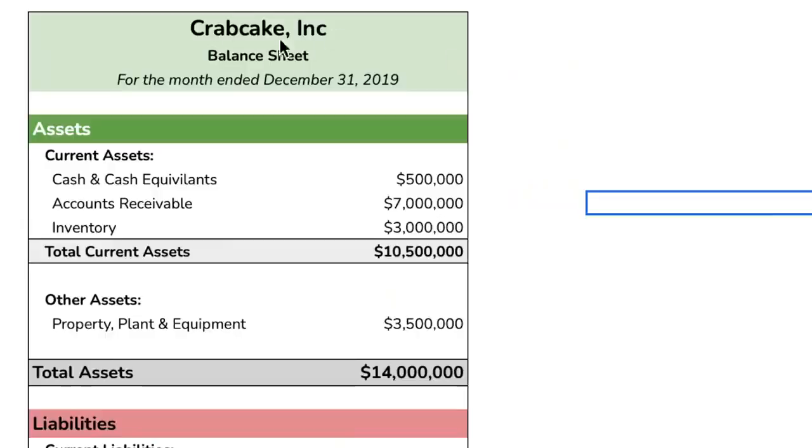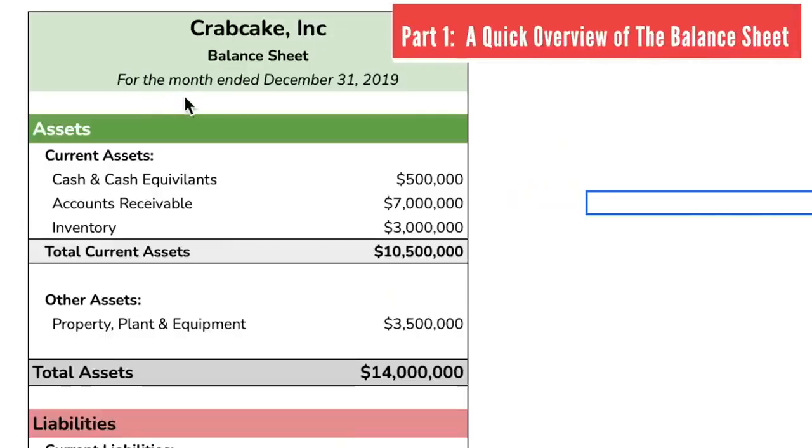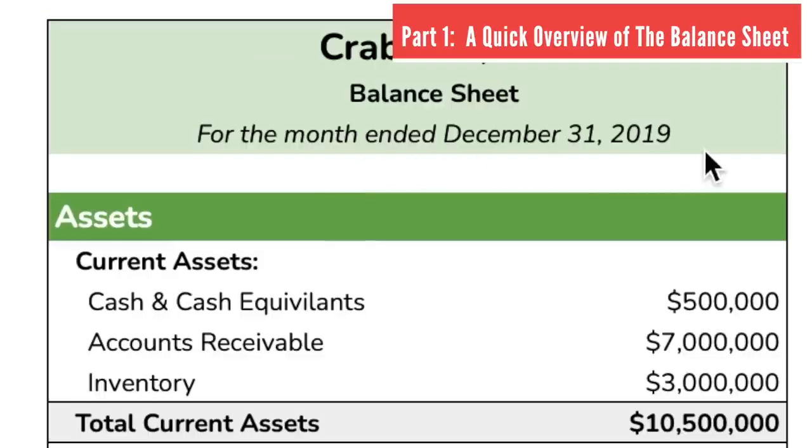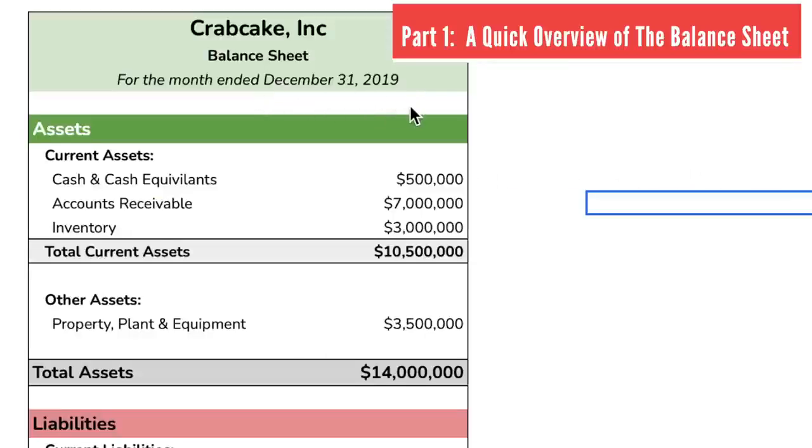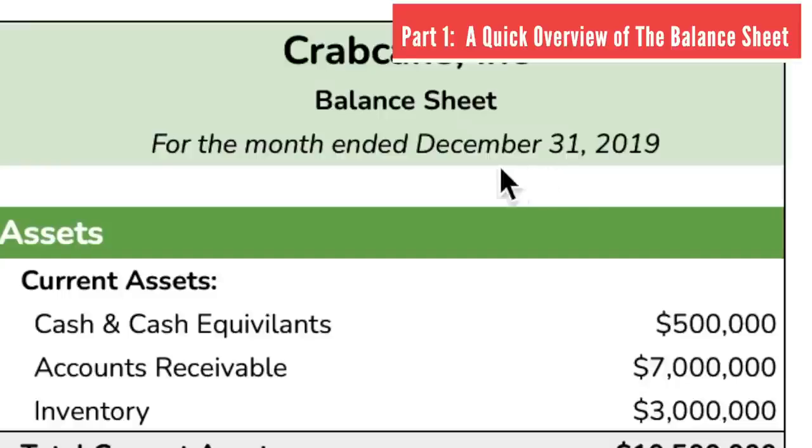All right, so diving into the balance sheet here, this is a balance sheet for a company called Crab Cake Inc. and it's for the month ended December 31, 2019. And as we all know, the balance sheet shows the financial position of the company at a point in time. This is as opposed to the income statement, which shows the financial performance of the company during a period of time. So here we're looking at a point in time, which is December 31st, 2019.